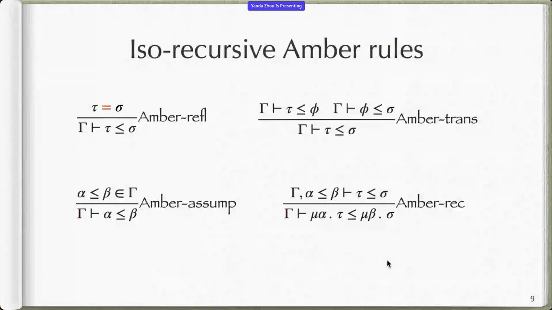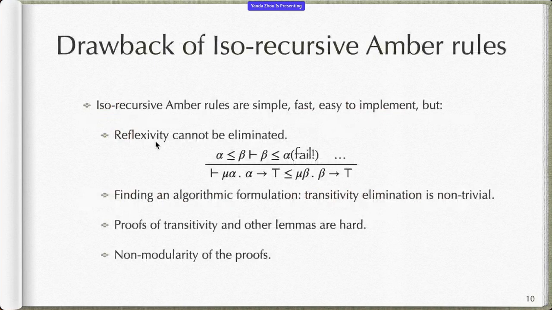Okay, so the most widely used subtyping rule for iso-recursive types are the Amber rules by just changing the reflexivity rule from that special equality relation to a syntactic equality relation. And the only difference for the iso-recursive Amber rules is in this reflexivity rule. So two iso-recursive types are subtypes if they are syntactically equal. This helpful trick on the reflexivity rule makes the iso-recursive Amber rule simple, fast, and easy to implement. But there are also some drawbacks.